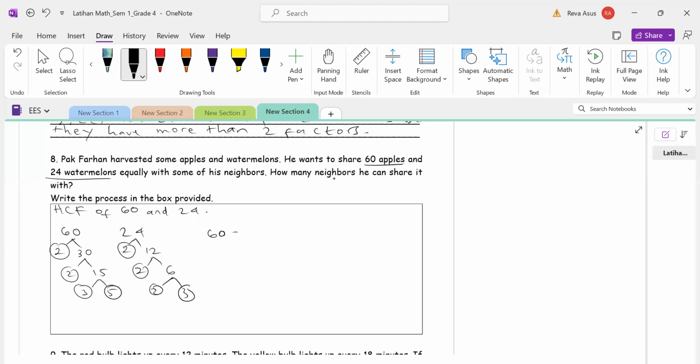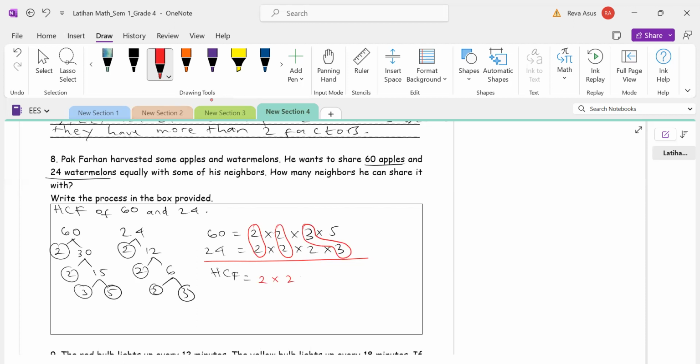We need to write down the 60 here. For 60 we have 2 times 2 times 3 times 5, and for 24 we have 2 times 2 times 2 times 3. To have the HCF, we need to look at the same numbers in 60 and 24. In 60, we have 2 and 2. We can write it 2. And then 2 and 2 again. Look, the sign is times, so we need to give times 2. And then which has the same number? This, yeah, 3 and 3. We write times 3. So this is the HCF. 2 times 2 is 4 times 3 is 12.